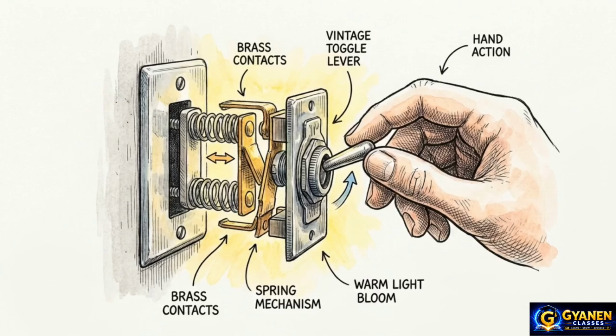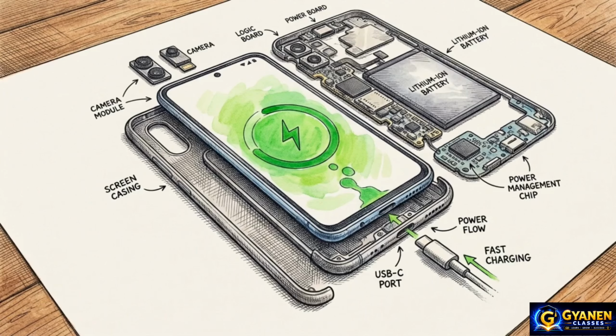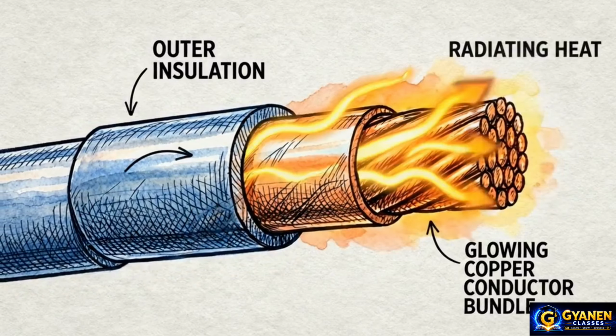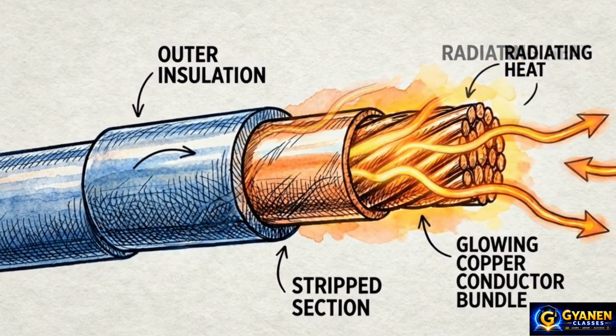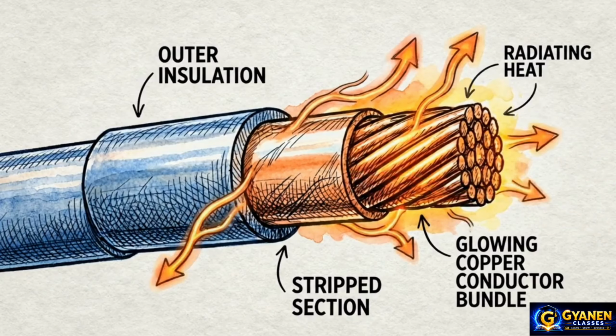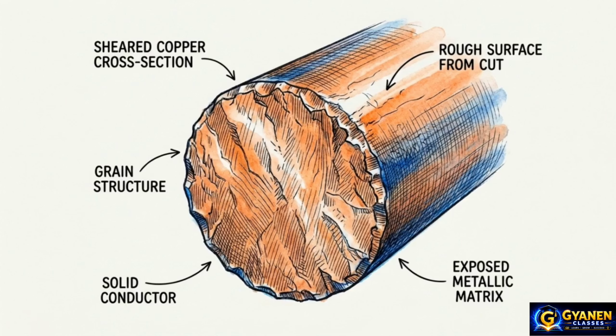We flip a switch and light fills a room. We plug in a phone and its screen comes to life. But if you look past the utility of everyday electronics and focus on the physical reality inside a solid wire, a strange mystery emerges. What is actually moving through a completely solid piece of metal?